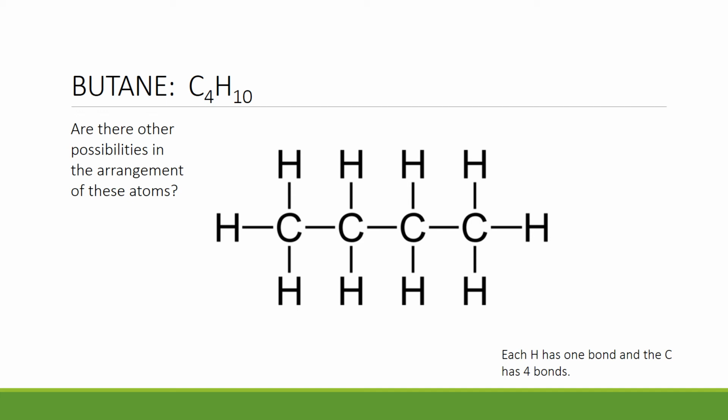This is the correct arrangement of atoms for butane, C4H10. 4 carbons across the center, 4 hydrogens across the top, 4 hydrogens across the bottom, and 1 hydrogen on each end of the molecule.